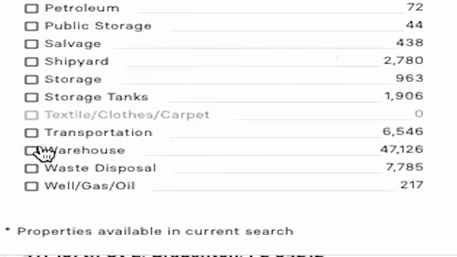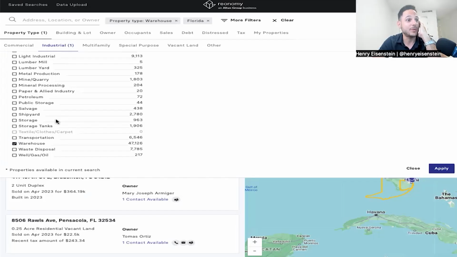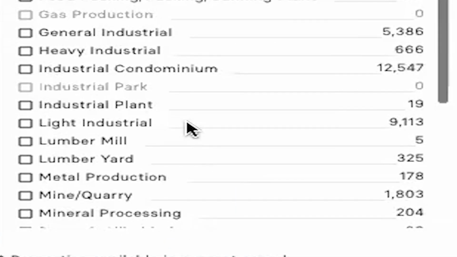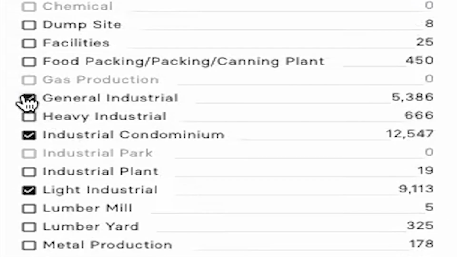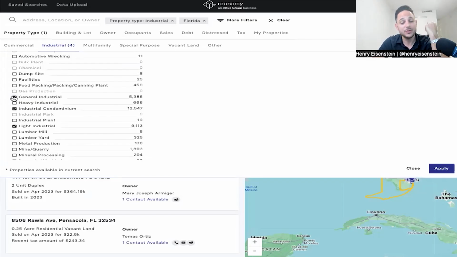But I will say this: I like to just go to warehouse, keep it simple. I will also add in a couple of the other major ones. So let me scroll up for you. What I'll try to do is light industrial. That's a major one. Industrial condominium, you can do that. General industrial, also not so bad, because most of the time we're just looking for a warehouse. We want a clean, easy, simple warehouse deal.